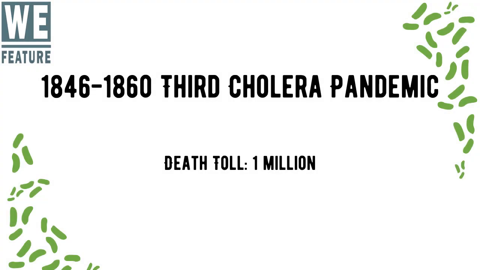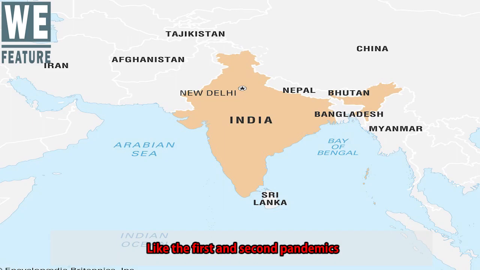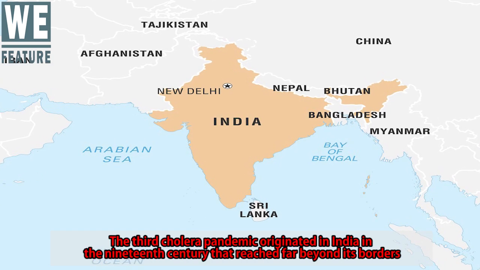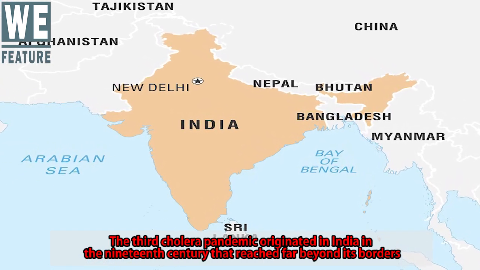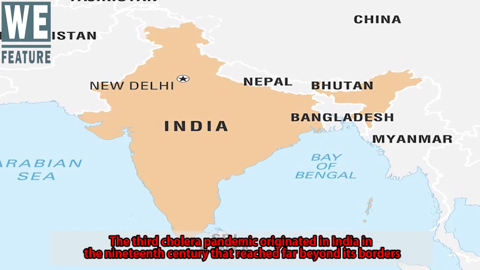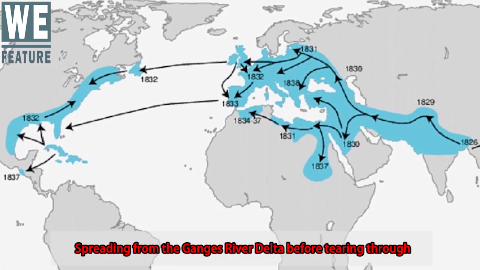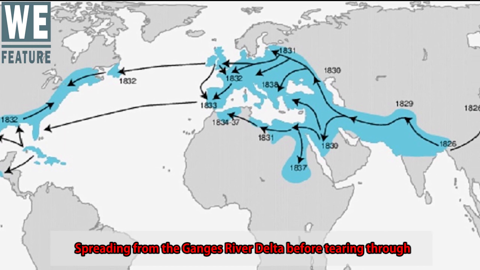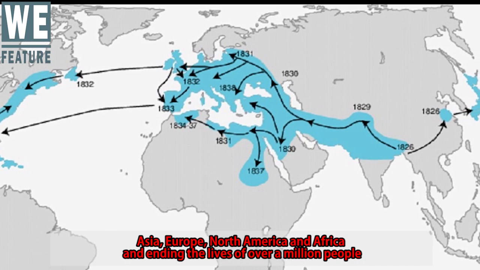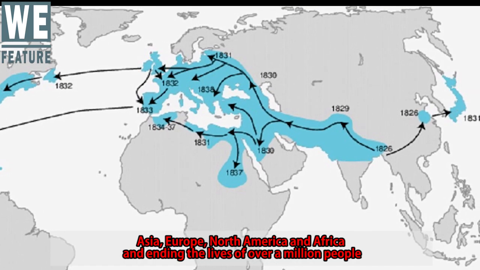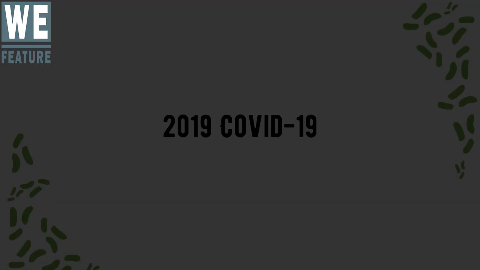1846 to 1860, Third Cholera Pandemic. Death toll, 1 million. Like the first and second pandemics, the Third Cholera Pandemic originated in India in the 19th century and reached far beyond its borders, spreading from the Ganges River delta before tearing through Asia, Europe, North America, and Africa, and ending the lives of over 1 million people.